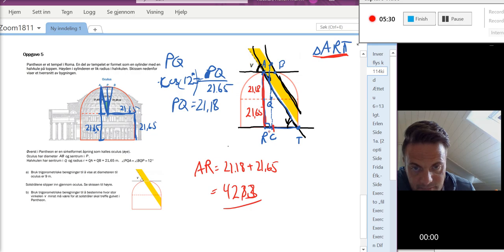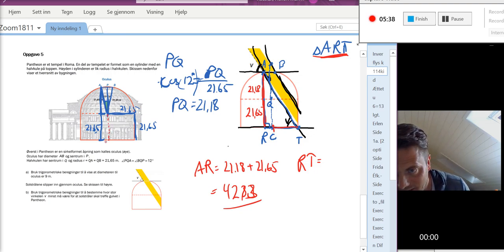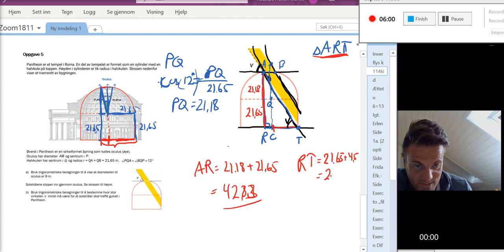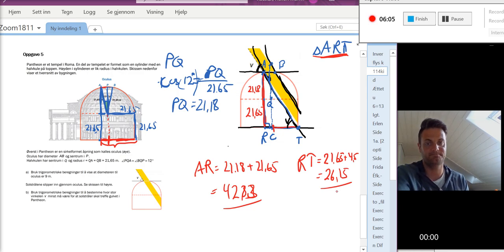And I also can find this side RT here, because RT is this side here. Okay, let's go over here. I want to find this side here, but I know that this side is 21.65. And then I add this side here, and that is AP, the radius of the oculus, which I found in exercise A, which is 4.5. So this is 26.15, I guess. Yes, like this. So now we're getting here.